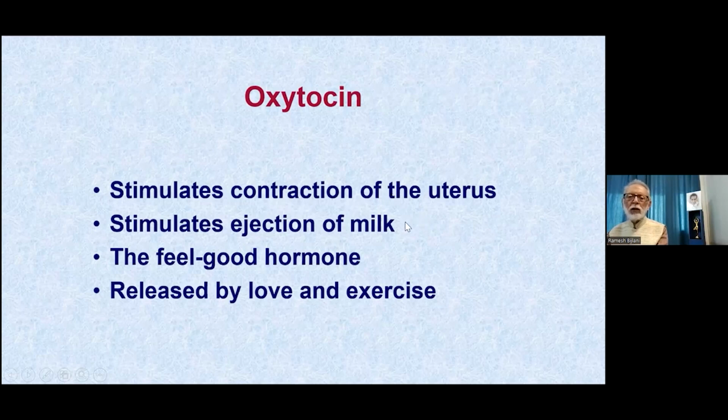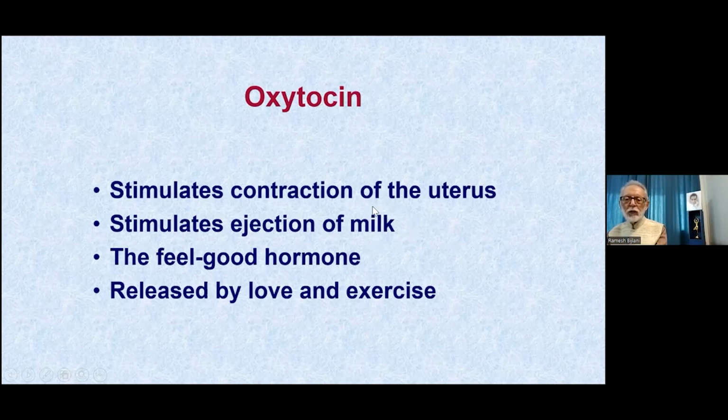It also has a function after the delivery of the baby. It helps in the ejection of milk. The synthesis of milk is affected by other hormones like prolactin. But the ejection of milk, how is it stimulated? Through a reflex. When the baby suckles the breast, when the baby is put to the breast, then the contact between the child's mouth and the breast gives rise to a reflex, which then leads to the ejection of milk.